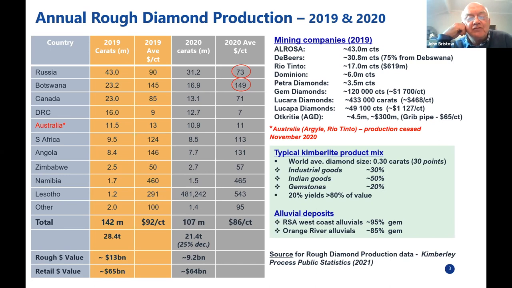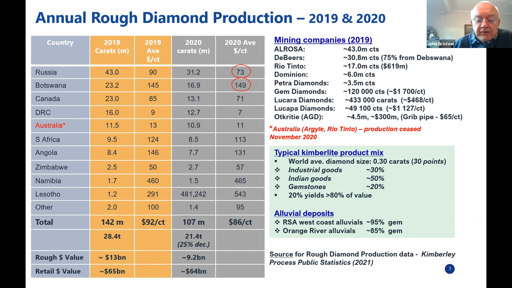And that's why we need young geologists to get out there and go and explore for new diamond deposits. And an interesting point to also take note of is that if you look at those two red circles in the middle of the slide, you'll see Russia's average dollar per carat from its 31 million carats of production is only $73 per carat compared to Botswana, which is almost double that. And we'll see later, Botswana has an amazing diamond mine called Jwaneng, which produces some of the world's top quality goods.